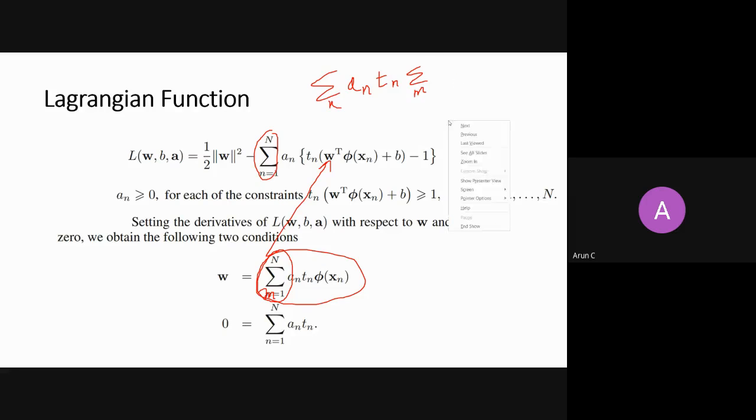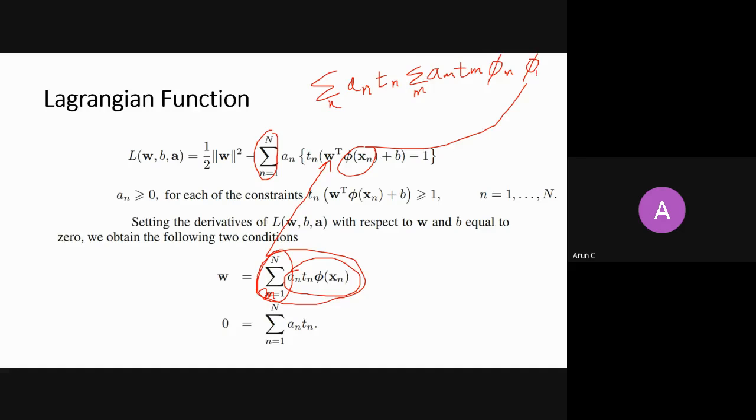So I need to first put all the W's here, right? So this is AM, TM, and phi M. And then this N, this is phi N. Okay, so you can bring this AM, AN and TN here.